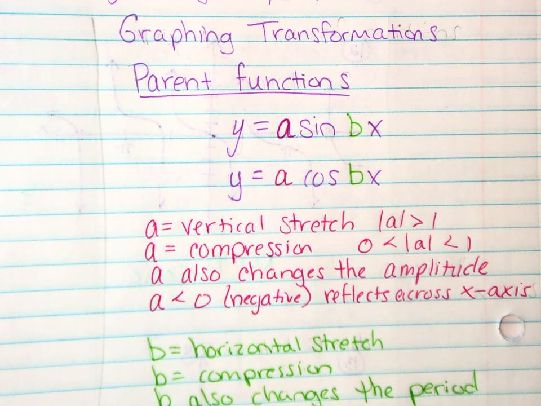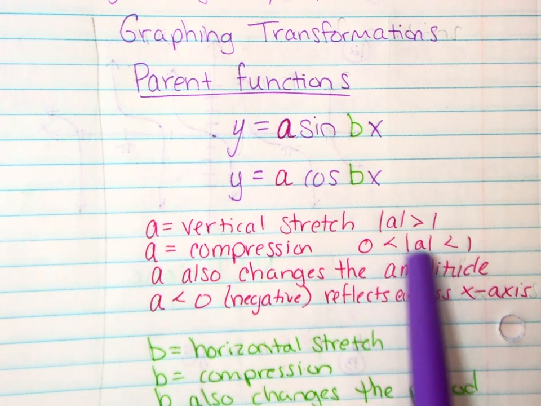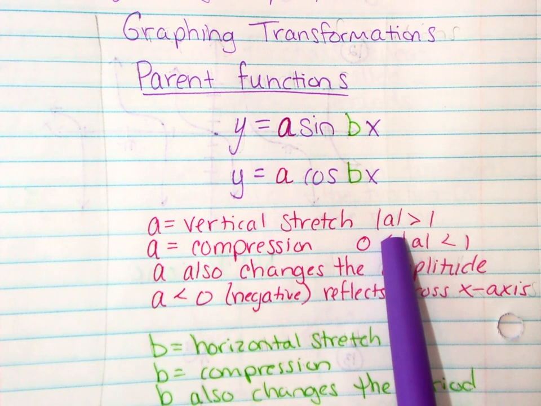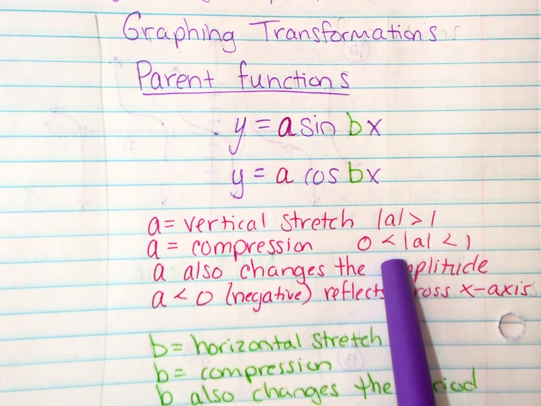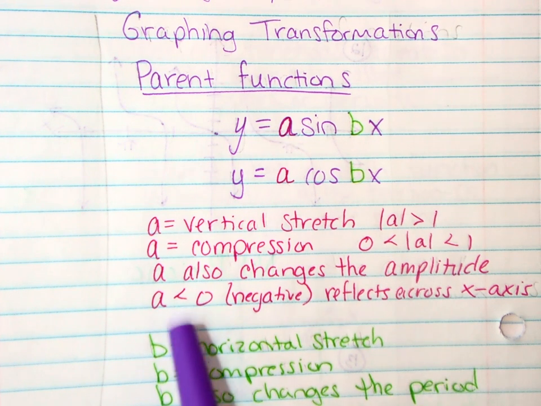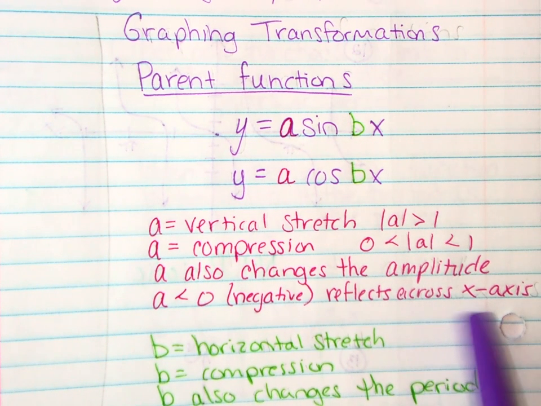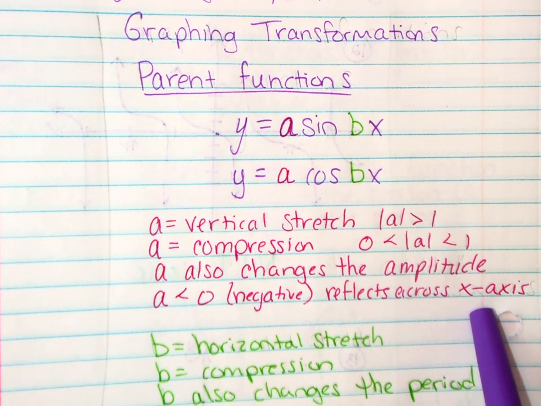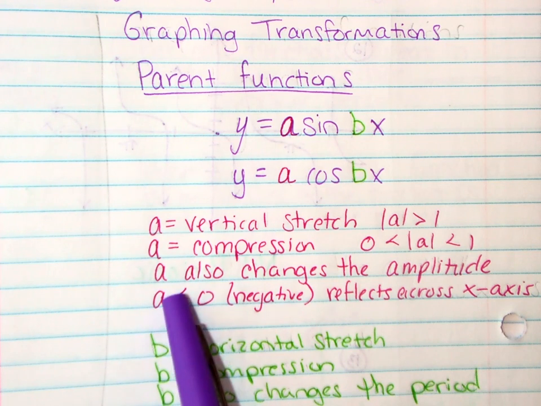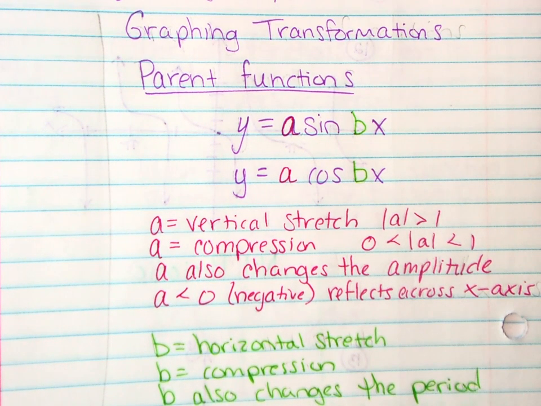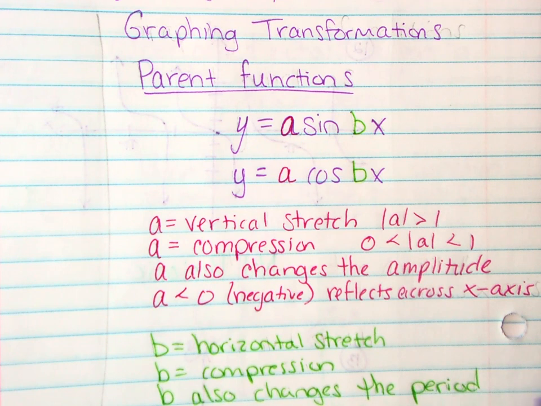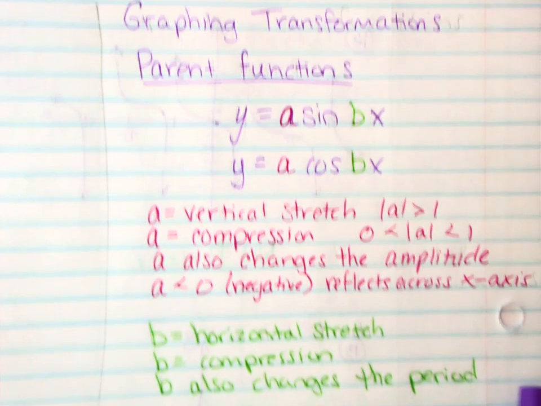A still does everything that it has been for all of our chapters that we've gone over. So if the absolute value of a is greater than 1, it's a stretch. If it's between 0 and 1, or a fraction, it's compressed. If a is negative, it reflects across the x-axis. We've seen that over and over again. A also changes the amplitude, so the number before the sine or the cosine is going to change our amplitude.